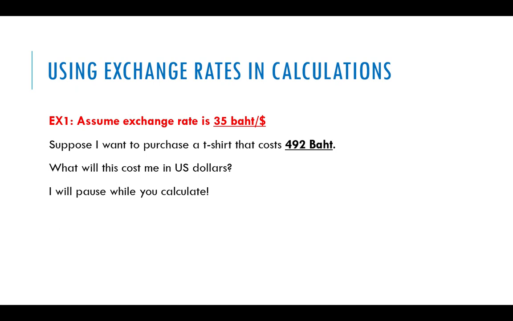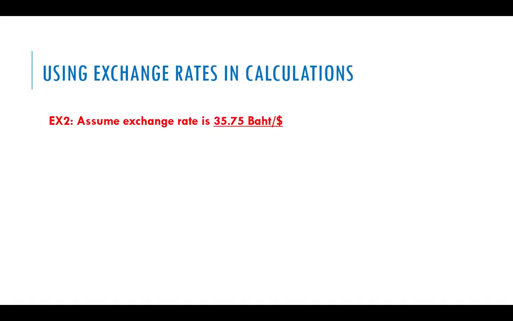So let's see how you did. If you need another second, just hit pause on the video. So what do you have to do here? You need to take 492 baht and divide it by 35 because you're getting 35 baht to the dollar. If you take 492 baht, divide it by 35 baht to the dollar, what you're going to be paying is $14.06. So hopefully you got that right. All right, let's do another one.